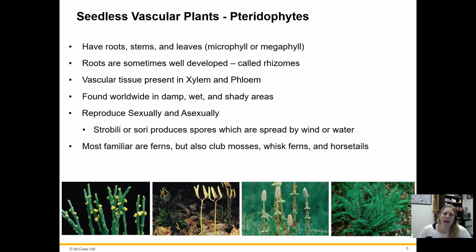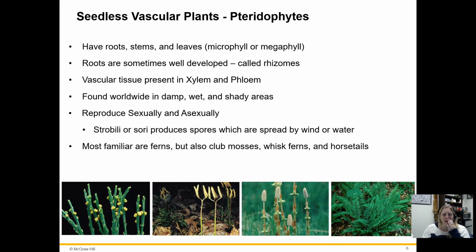These guys do have a root system called rhizomes, and so their roots are often growing horizontally, and then in each little division of the rhizome, you'll have a plant grow. That's a kind of way they asexually reproduce. So if you find a patch of ferns, even if they die back in the winter or when it's really dry, they will come back from the rhizomes, which is where they're going to store that starch.